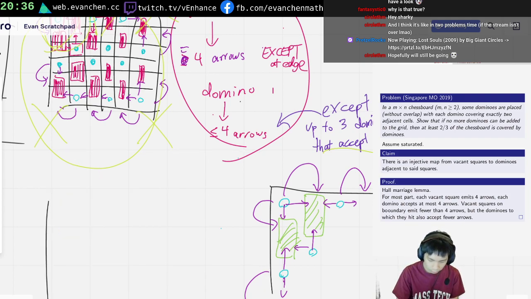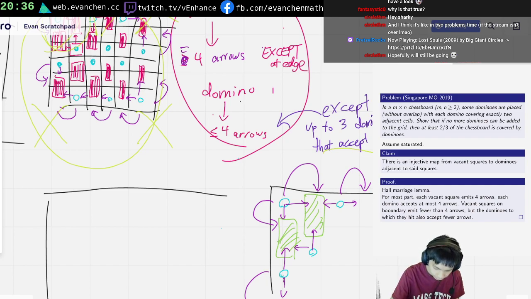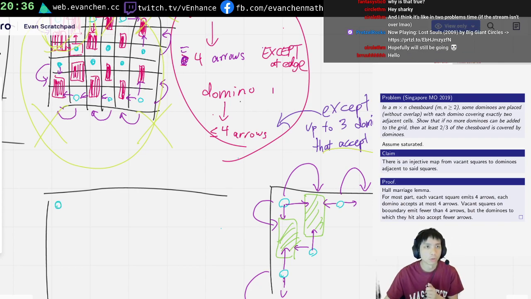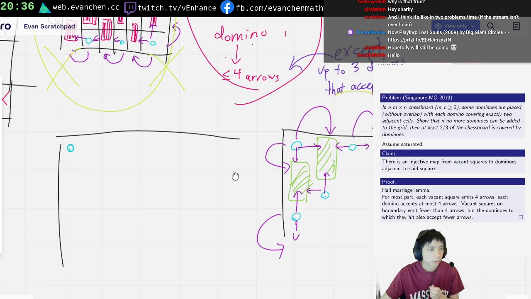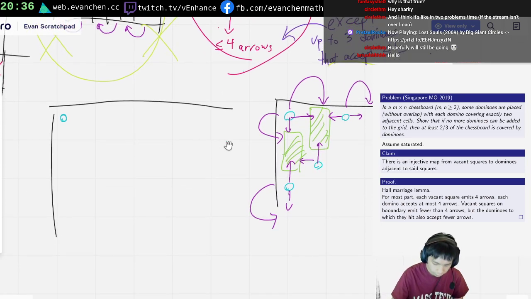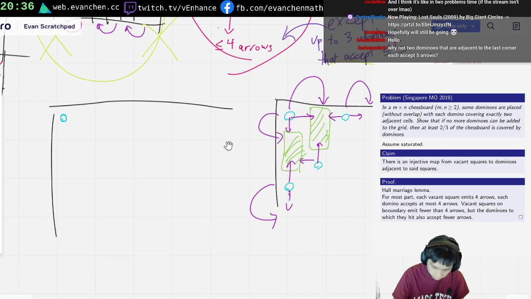So here's what we're gonna do. You do the thing, and then also we know that there's some places where there's vacant squares on the edge. So let's assume there's at least 1 corner, otherwise everything's okay. There's at least 1 corner, so we're going to look at the 2 dominoes that are near it, and one of them has to be contained inside here. So let's say there's a purple something there.